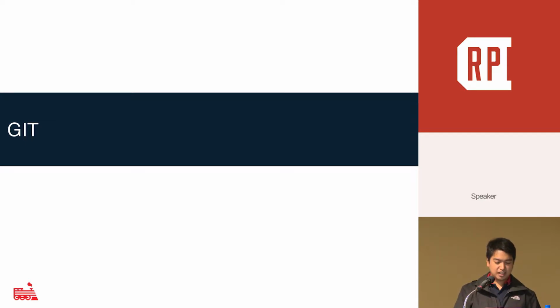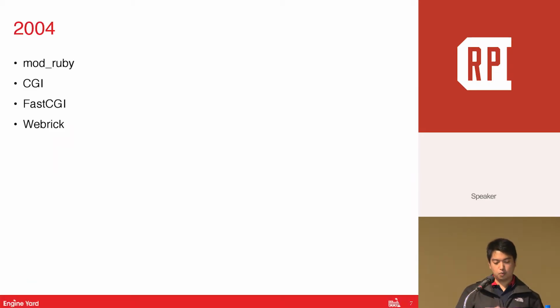So, 10 years. In July 2004, Rails 0.5 was released. This year is the 10th year that we've had Rails, and back then we had a few options for deploying Ruby web applications. We had Mod Ruby, CGI, FastCGI, WEBrick.